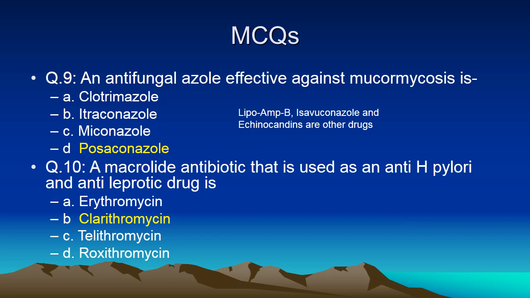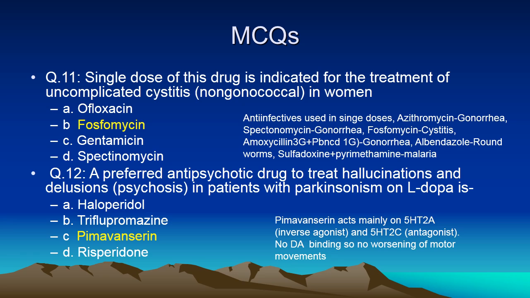Question 10 is a macrolide antibiotic that is used as an anti-H. pylori and anti-leprotic drug. Both activities should be there. Question 11: a single dose of this agent is indicated for the treatment of uncomplicated cystitis in women. Phosphomycin is the drug which is given in 3 gram doses to treat urinary tract infection, that is cystitis in females, but it should be uncomplicated.